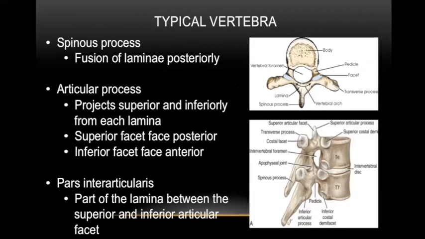All right. So you have the spinous process posteriorly, which is the fusion of the lamina. Articular process, which projects superior and inferior from each lamina. So this is a superior articular facet, which faces more posteriorly, and inferior articular facet, which faces more anteriorly. And you have the pars interarticularis, which is between the superior and inferior articular facet.